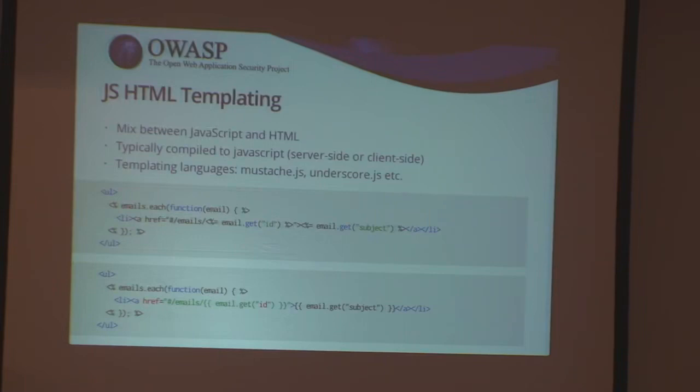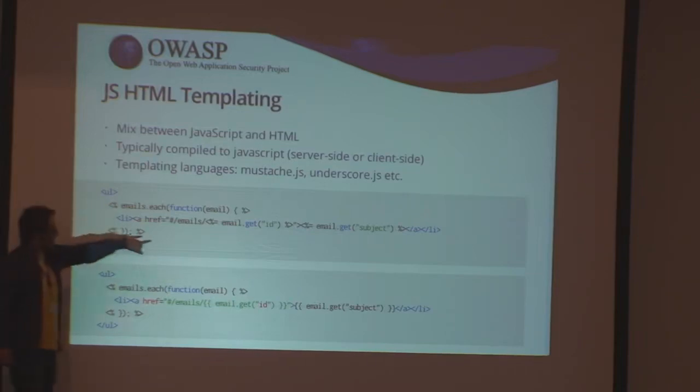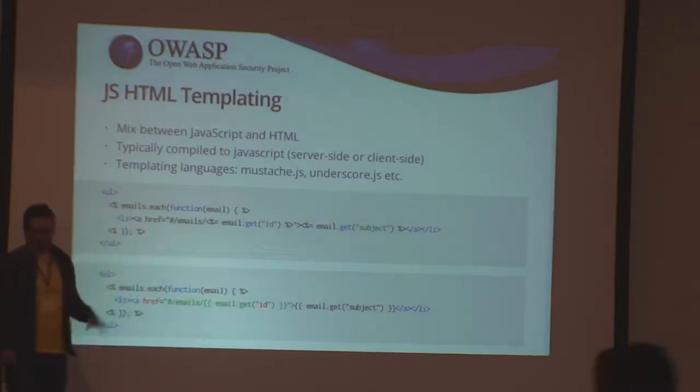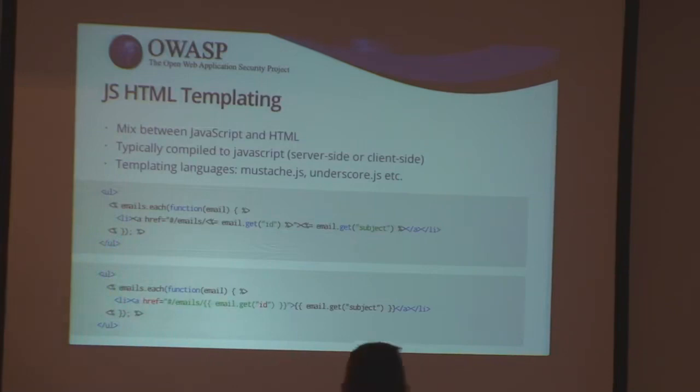Here are two examples. One is underscore, the top one, and the other one is mustache. What we see here is we have some JavaScript in here, and we have some output here. So it's sort of a mix, and this gets compiled into a function that you can call with data, and then out comes HTML.